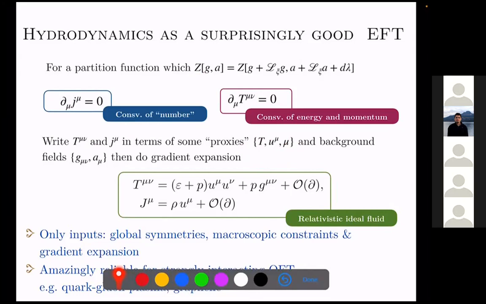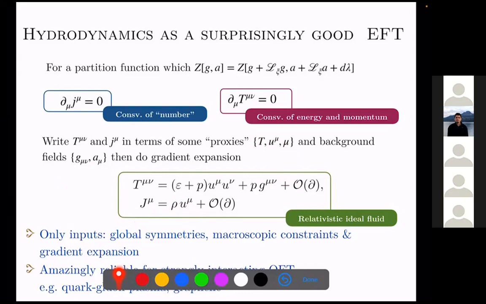Then you express T and J order by order in terms of these proxies through a derivative expansion. You write down the zero-derivative term, and this is pretty much everything; there are only three terms you can write down. J mu is a vector, so there is only one vector you can write down from these proxies and these fields.